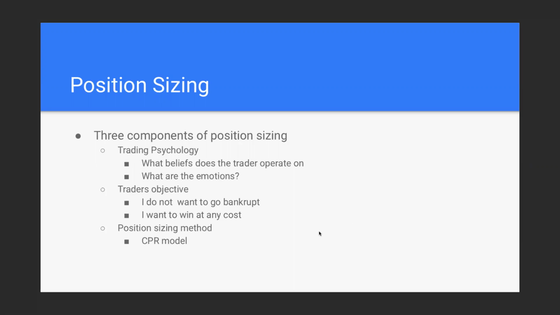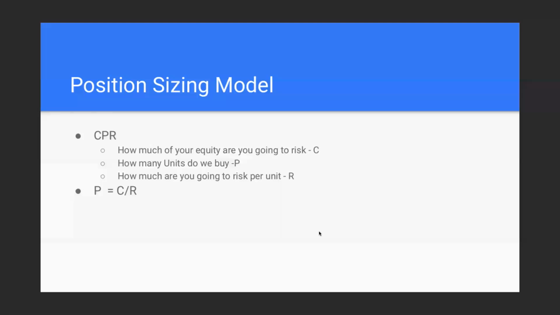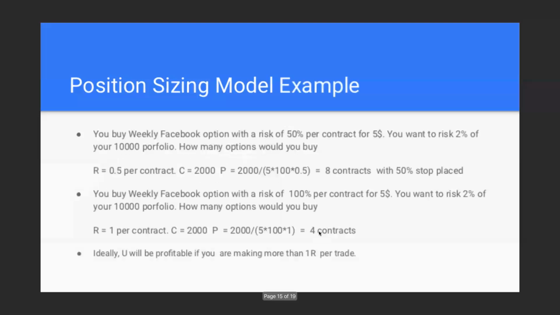Okay, let's talk about this. So what is CPR? C is the cost. That means how much of your equity, how much of your capital, are you going to risk? P is how many units are you going to buy? And R is how much are you going to risk per unit? Now P is given by C divided by R.